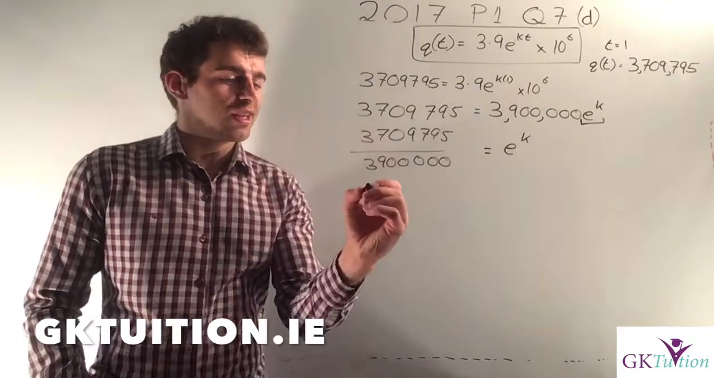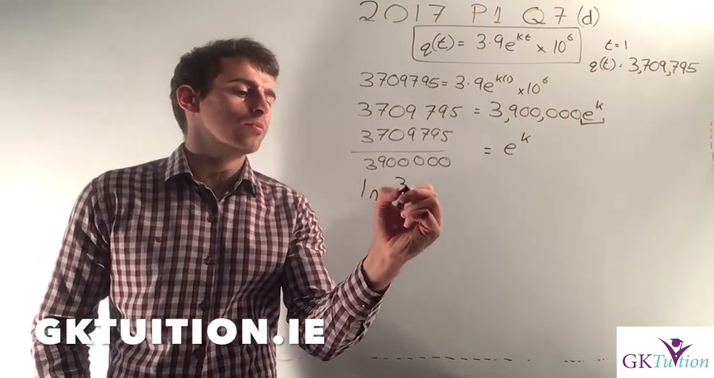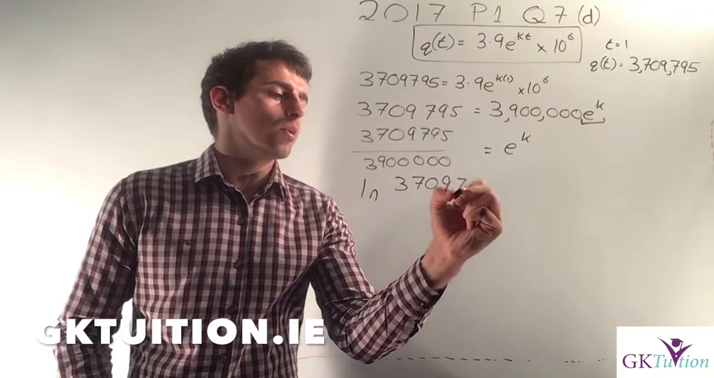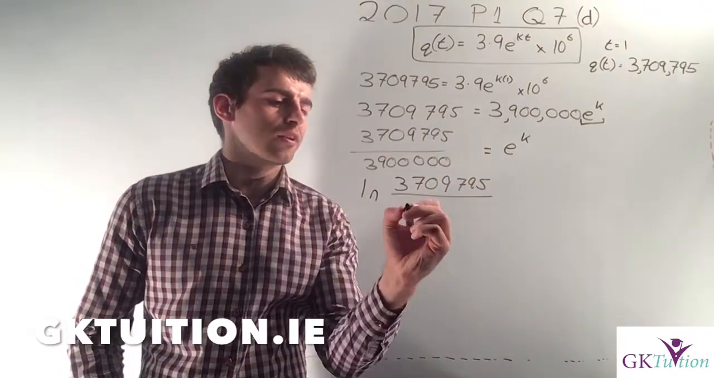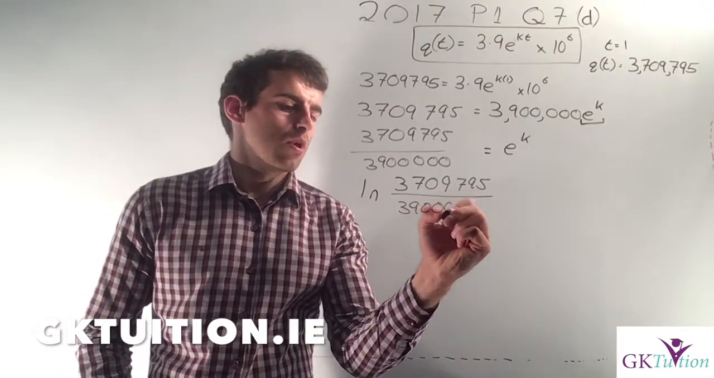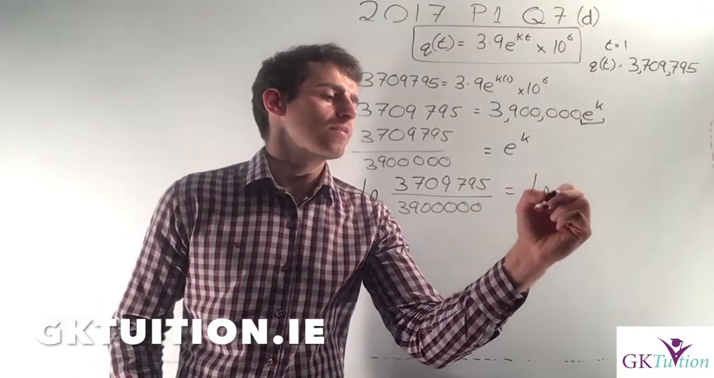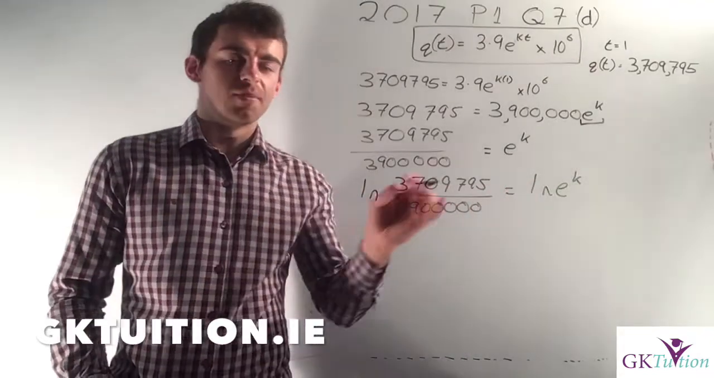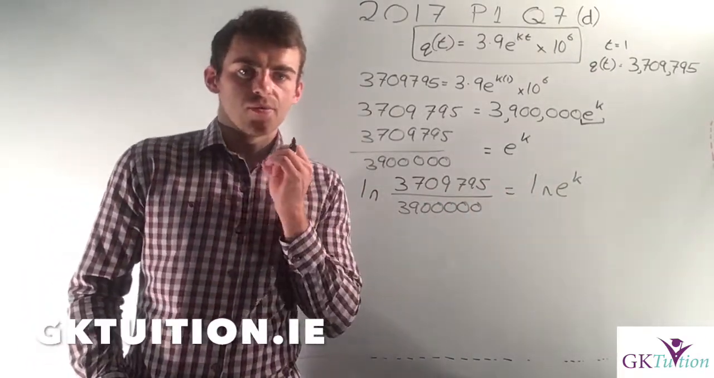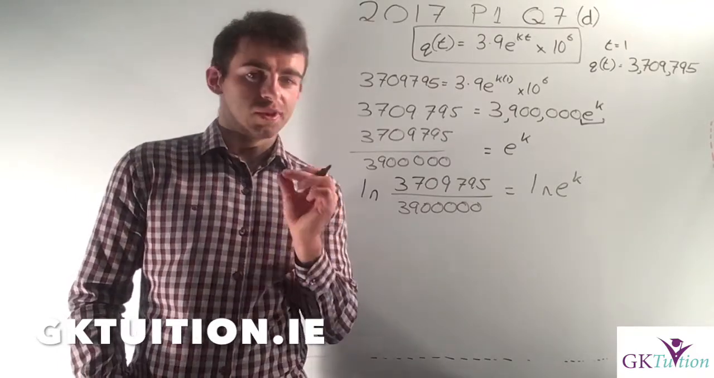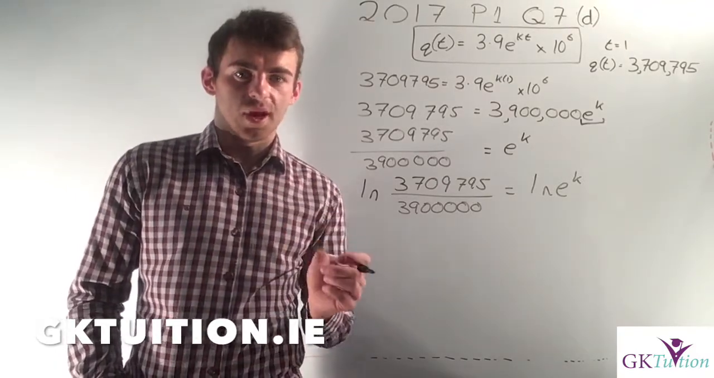Now that I've isolated this, my unknown is in the power, so I'm going to introduce my logs. What that means is it literally just means you're putting ln in front of both sides. So you just rewrite both sides except with an ln in front of it. So if I just put ln in front of the left and ln in front of the right, that's my logs introduced. Now the reason we've introduced logs is because now we can apply the rules of logs.